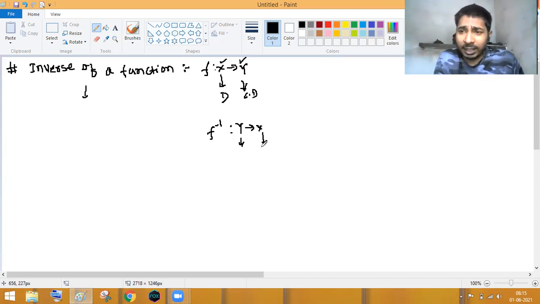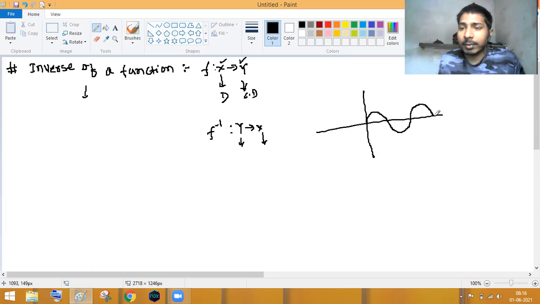So how do we define the inverse basically? If you want to find the inverse, keep in mind that we have to convert the domain into range. There are many ways to do that. You can also do it graphically. Let me show a graph. You know this is the graph of sin x, right? Yes, this is the graph of sin x.